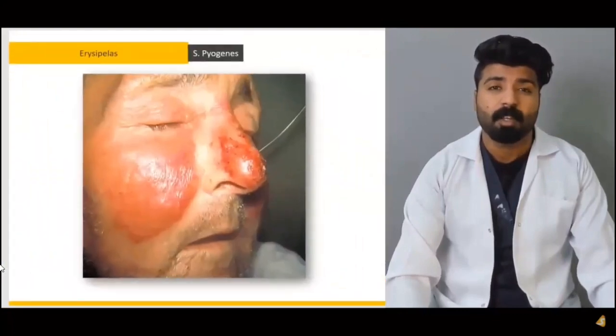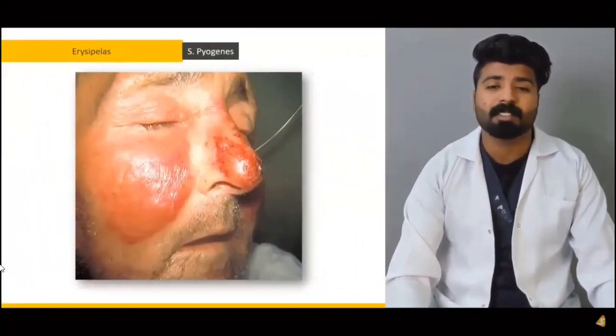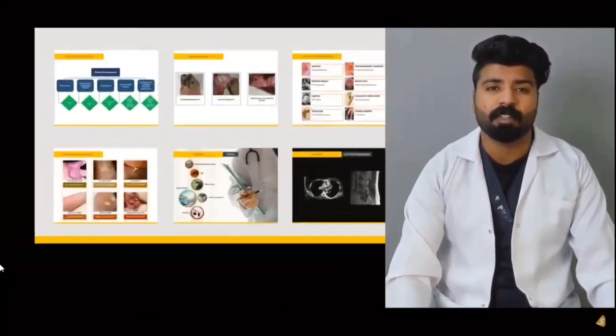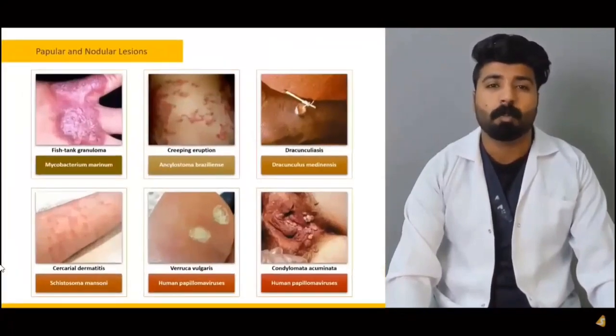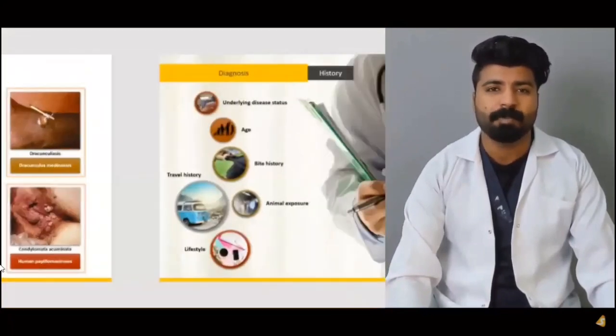Next, we're going to talk about erysipelas, which is caused by Streptococcus pyogenes, and how it is differentiated from cellulitis. We're going to talk about what cellulitis is, how it manifests, what organisms are responsible, and how it is treated afterwards. Next, we're going to talk about papular and nodular lesions, and what organisms cause each one of them.